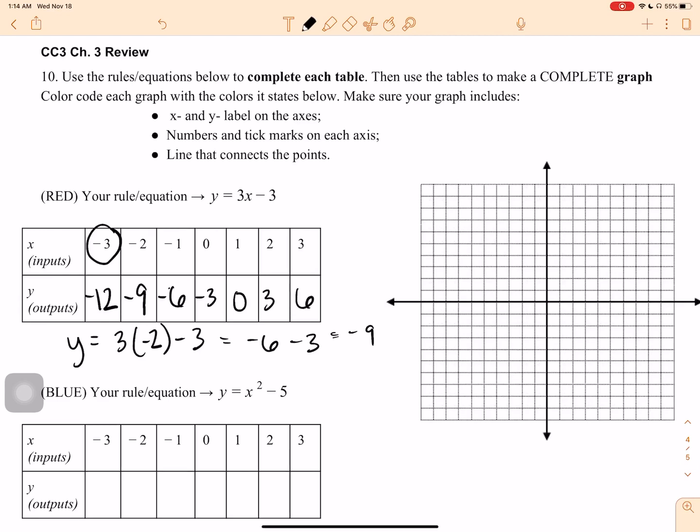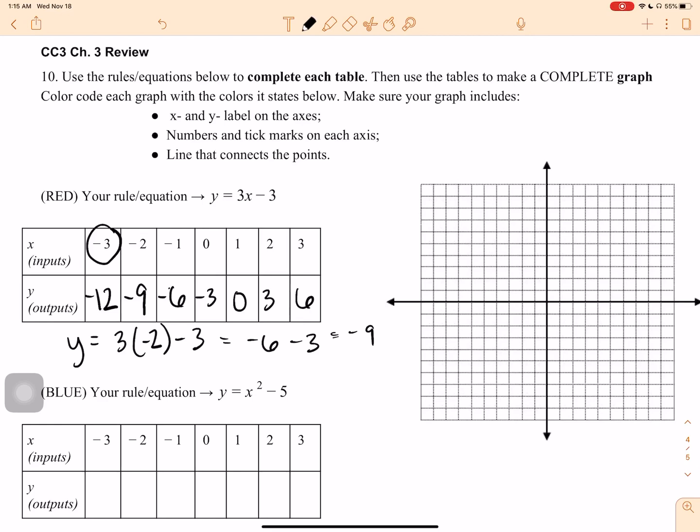This is what it should look like. Negative 12, negative 9, negative 6, negative 3, 0, 3, 6. So you need to ensure that you do follow the rule to a T, okay? So you can plug in your different inputs for x, and then that will help you find your outputs.